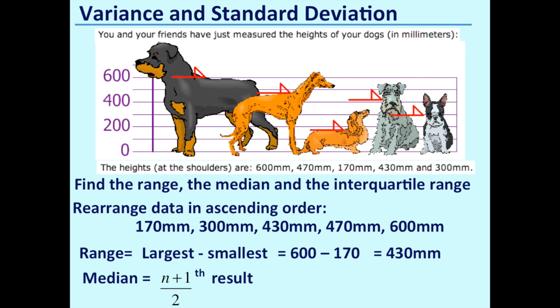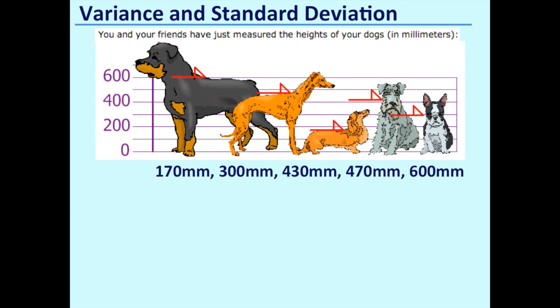So here n means the number of pieces of data. So if we've got 5 pieces of data, 5 plus 1 is 6 divided by 2. So we want the third result. Once we've put them in ascending order, the third result can be seen to be 430 millimeters.